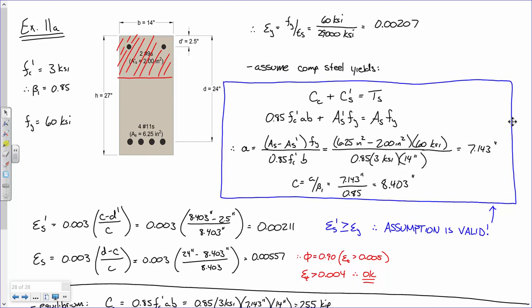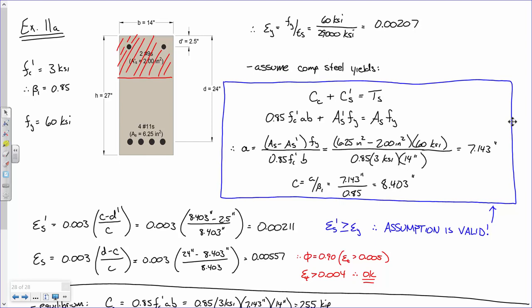Okay, so last time what we had done is we said, all right, so here's our basic analysis, and the first thing that we'll do is we'll assume the compression steel yields. Everything in that blue box is assuming that the compression steel has yielded. So the force in the concrete is 0.85 f'c a b. The force in the compression steel is Fy times As prime, and that's got to equal whatever the force in the tensile steel is over here. So take this equation, the only thing we don't know is a, so solve for a, and we get an a value of about 7.14 inches.